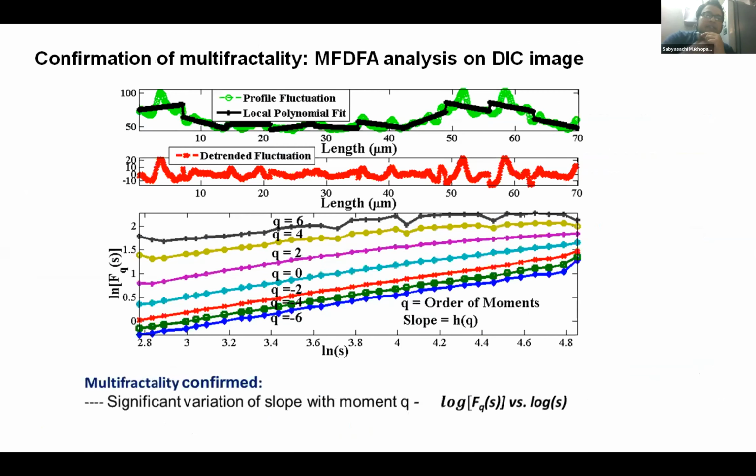So if you see the profile fluctuation and a local polynomial fit, and after doing that, how we have extracted the detrended fluctuation, and most importantly, the ln Fq(s) versus ln s plot, we have considered the order of moment q from -6 to +6. If you look at them, those lines are not parallel to each other. That is the very strong signature of multifractality, because if it were monofractal data, then all lines would have been parallel to each other. But due to multifractality, they are not parallel to each other.